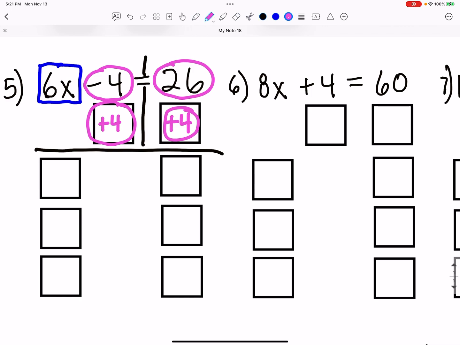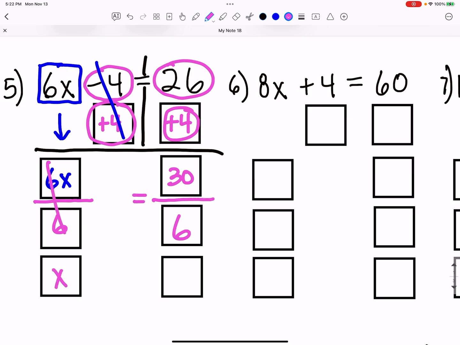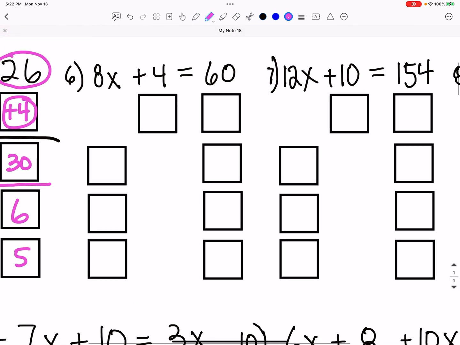Okay, so let's see. 6x, this cancels out, equals 30. We're going to top versus bottom the 6. Cancel it out. X equals 5. So we just need to get in better habits of lining our things up.